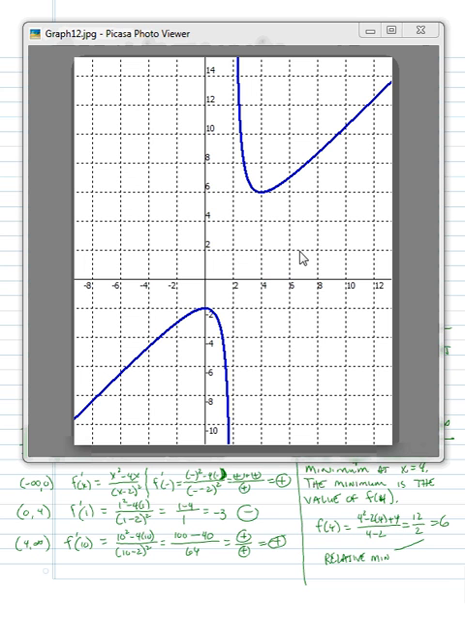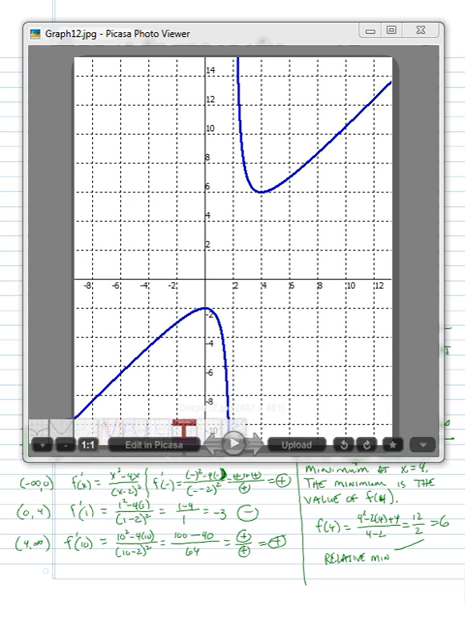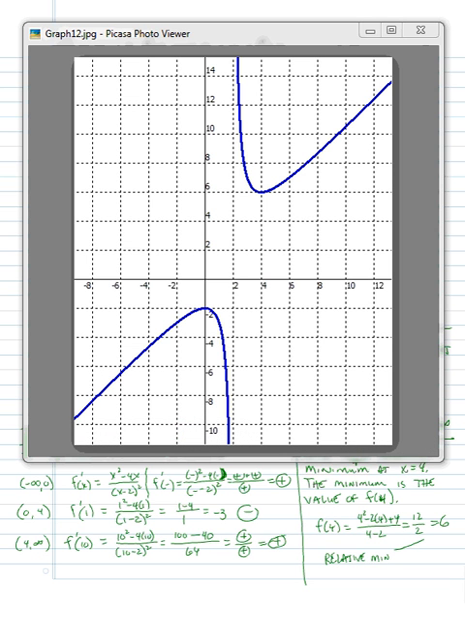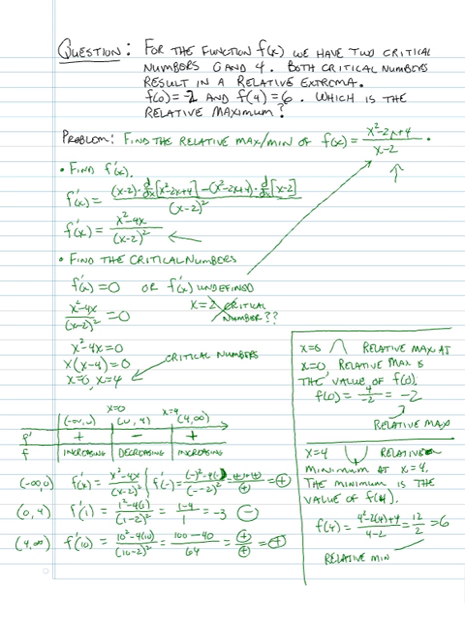So we have to be careful. Again, relative maximums and minimums are about the behavior of the graph, not the highest part on the graph or the lowest part on the graph. Well, let's move on now.